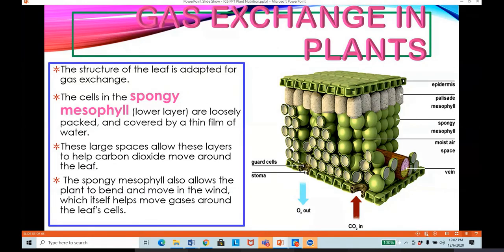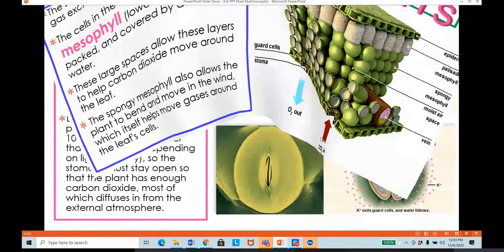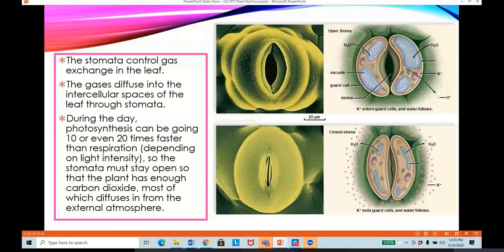The carbon dioxide is taken in for the process of photosynthesis to take place, and after the process of photosynthesis, the oxygen which is produced as a byproduct is diffused out. Okay, so this is what is explained in this picture. Again, you can see the opening and closing of the stomata.